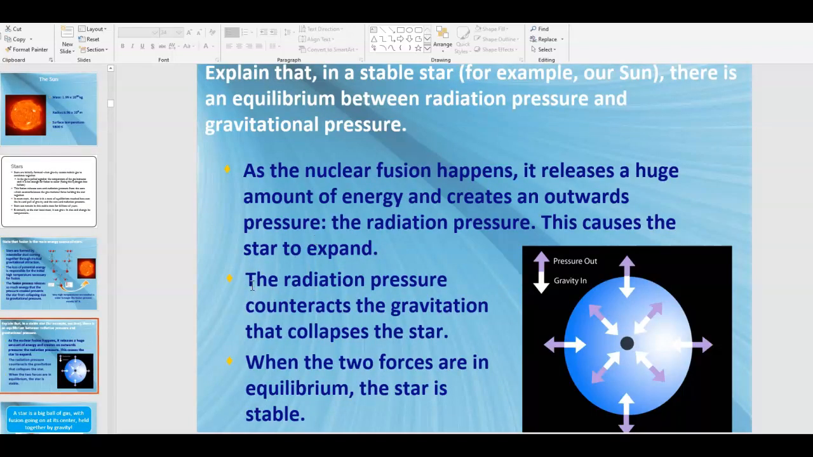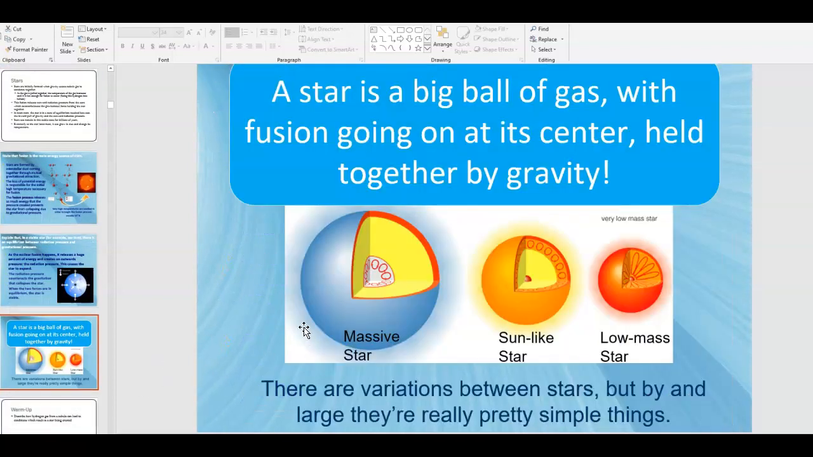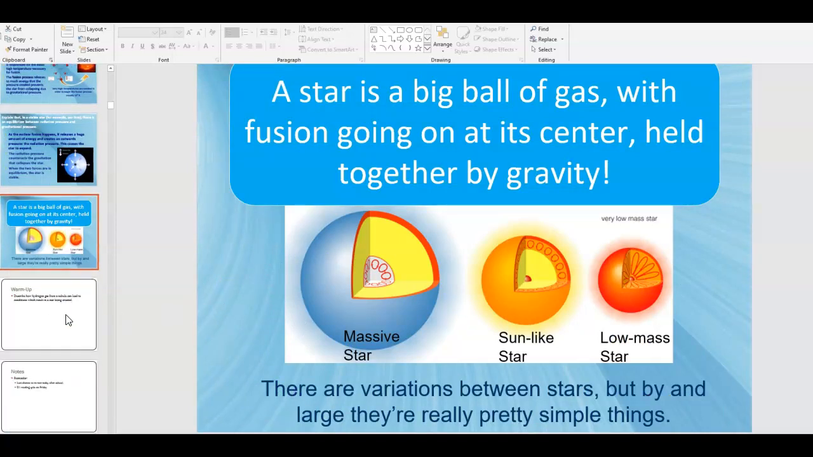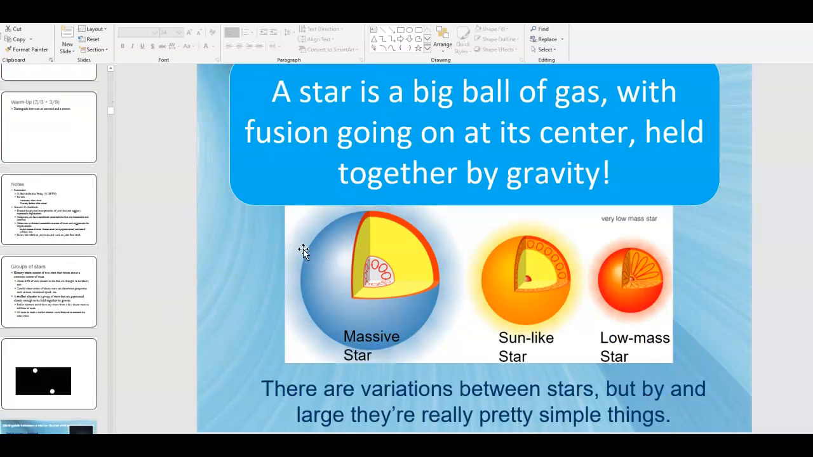I also don't think there's anything new on this slide. This is maybe a nice way to visualize what's happening as far as that stable equilibrium between the outward radiation pressure caused by fusion and the inward gravitational pressure caused by gravity. And you can read that on your own. Okay, so as far as the basics of how a star works, there you go.